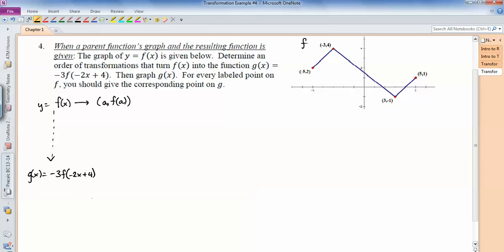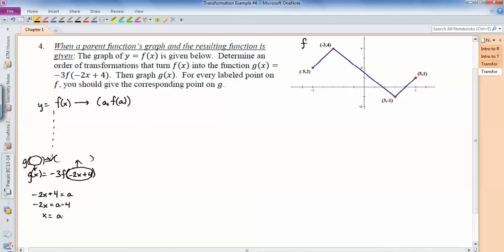Now, before, we would get stuff where it was g of some weird looking thing with a's in it equals some other thing with a's in it, and then we'd take the ugly a term and turn it into x. Well, now what we're going to do is take the ugly x term and turn it into an a term instead. So negative 2x plus 4, I'm going to call that a. And so then I get negative 2x equals a minus 4. So then x is going to be a minus 4 over negative 2.